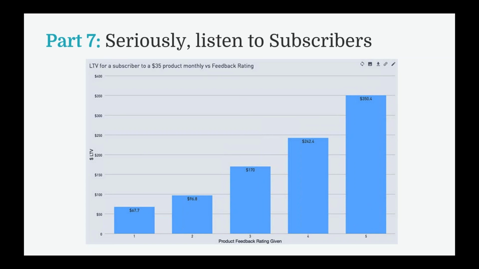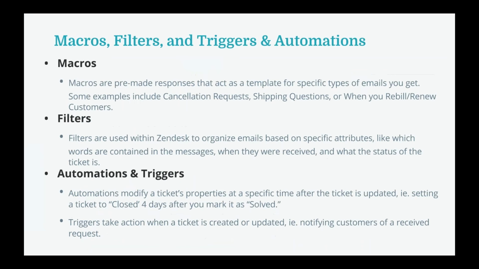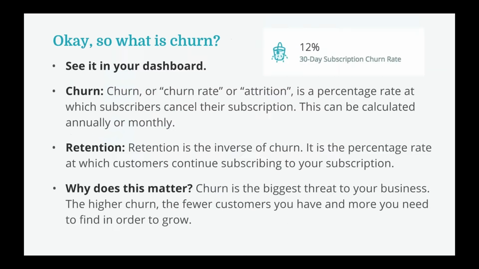If you look at this graph here, on the right-hand side, under product feedback rating given, on the 5, you can see the lifetime value. So LTV is lifetime value. That's the average value your subscribers will have across the course of their subscription. So this is with a $35 product, which is the average price of subscriptions. We scraped a bunch of data from thousands of subscriptions, and the average price basically is $35. So this should be closely indicative for your business, unless you're vastly higher or lower.